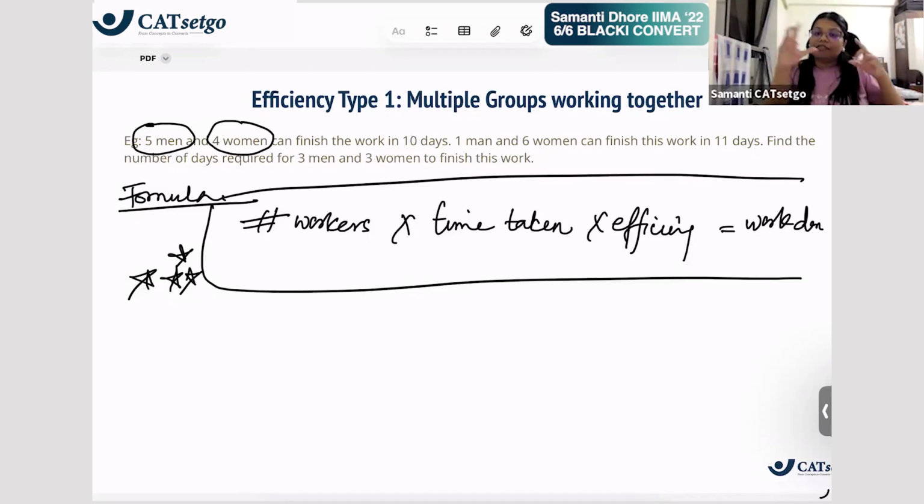But are we able to associate efficiency? If this efficiency is called 100% and this efficiency is called 80% and this other efficiency is called 50%? We can't do it. Why? Because there is no absolute benchmark. There is no absolute benchmark.